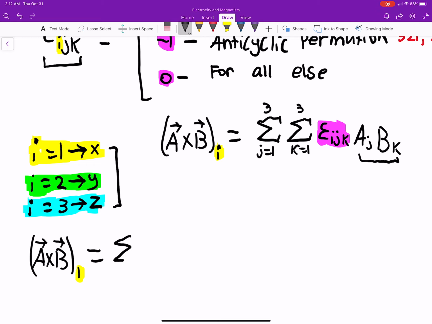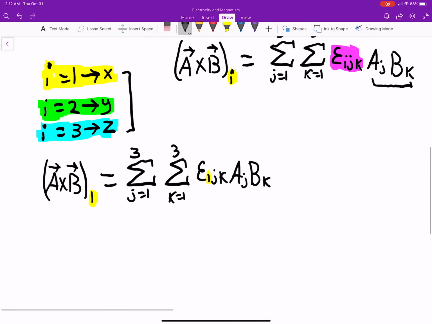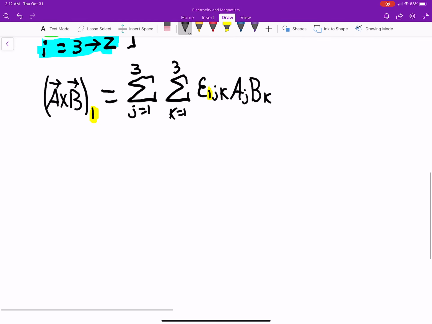Well, we have our sum still. That doesn't change. And then we have epsilon 1jk, because we said I is 1. Okay? And then we have a_j b_k. And they start at 1 and they go to 3, so you can only have so many options. Okay? So let's go ahead and start expanding this a little bit.